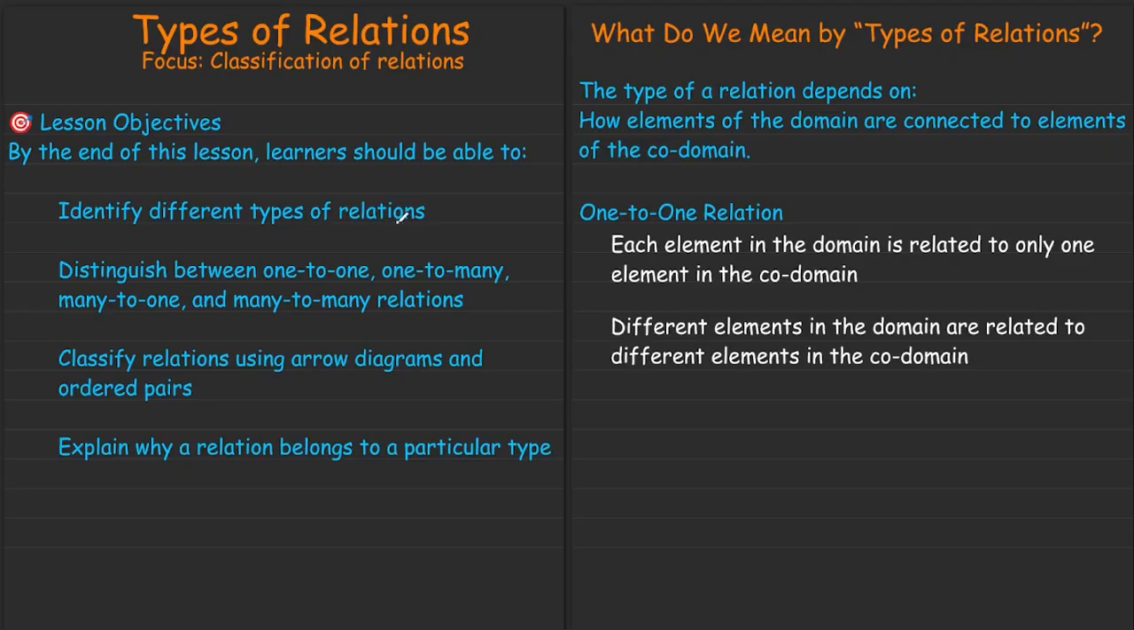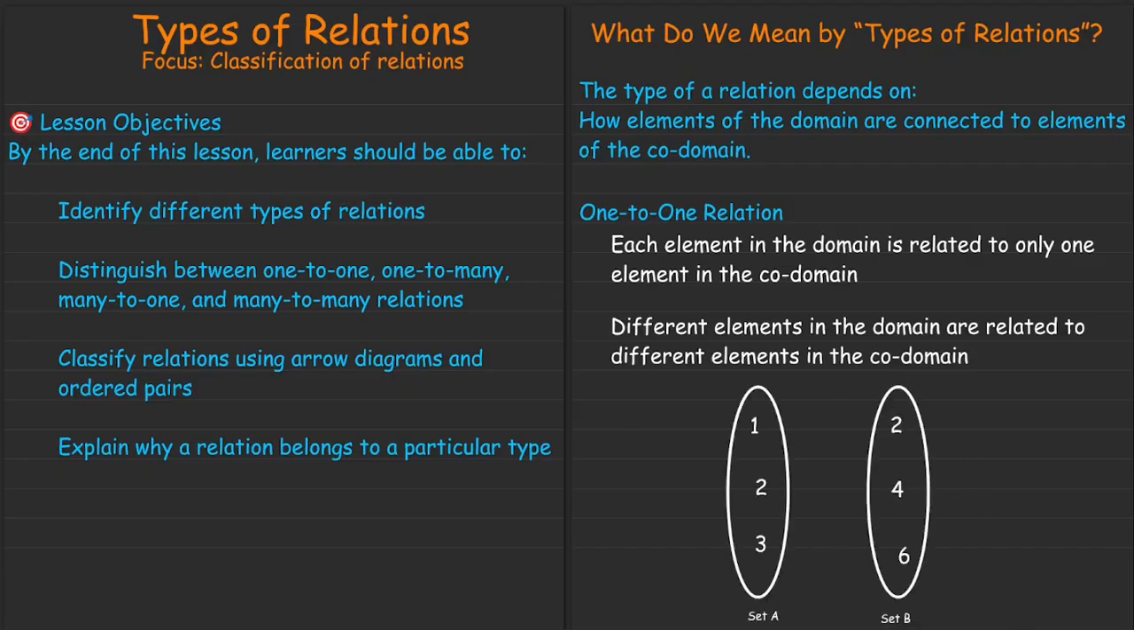Mathematically, if I take these two sets, and we have a relation that maps 1 to 2, 2 to 4, and 3 to 6, you realize that each and every element in the domain is mapped to just one element in the codomain. And each element in the codomain is also mapped to just one in the domain. We say this is one-to-one. That is what one-to-one means.